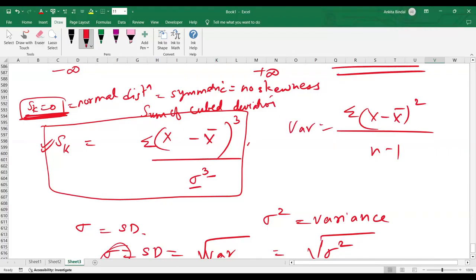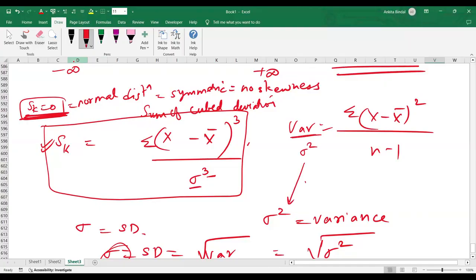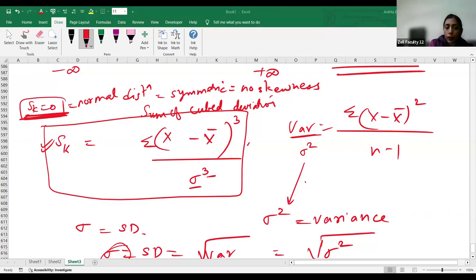Ma'am, here for skewness, it's sigma cube. So that's like standard deviation cube. So we have to put the same formula like variance, x minus x bar square and minus 1, and whatever value we get, we will cube that value. No, first this is variance. Variance is sigma square. First you have to take the square root, then you have to cube. Okay, whatever value we get, we will make the cube of that. Okay. Thank you.